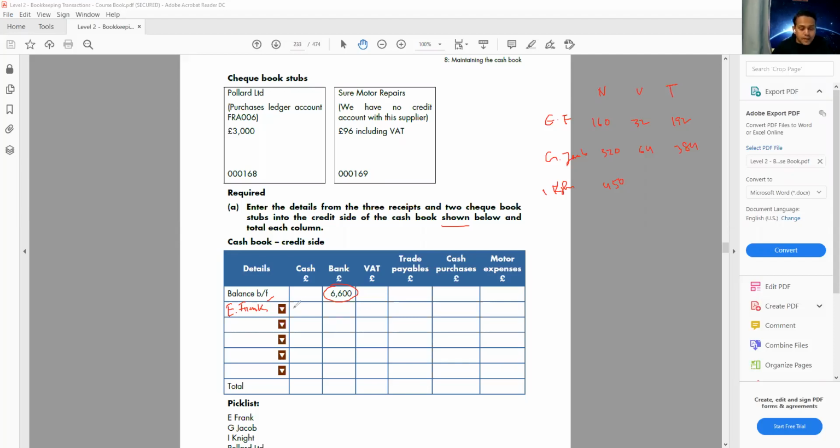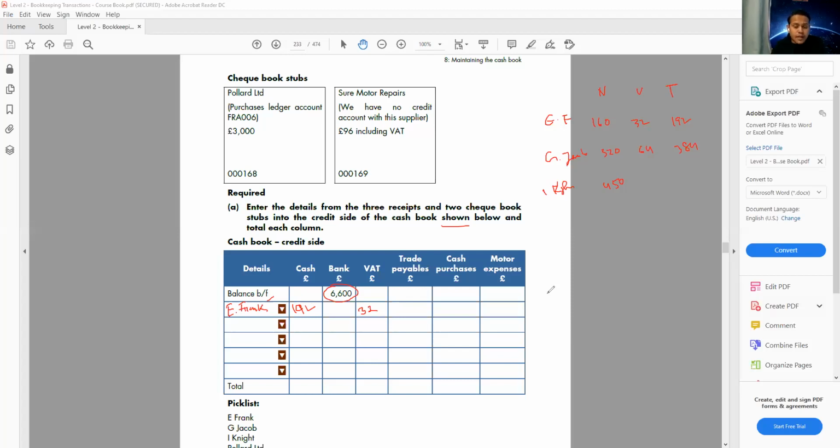Very well done. 192 I'm going to write on the cash column. Very, very good. My next question is, am I going to split the VAT or not? Am I going to split the VAT for E-franc? The answer is yes. Yes, we're going to split the VAT because it's a cash transaction. I never paid VAT for that. I'm going to split the VAT. VAT is 32 and the net 160.